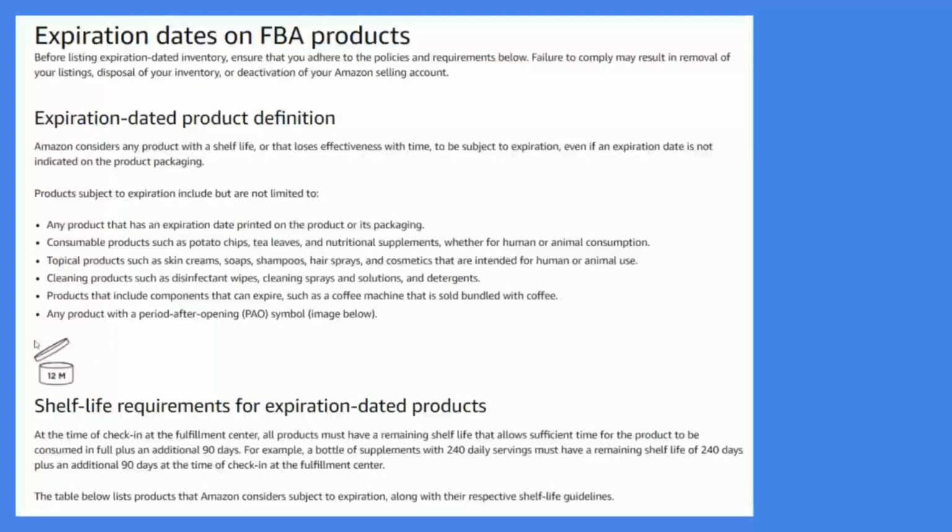This is a period after opening. We're going to talk about that a little bit later. We're going to go through quite a few things, including expiration date, best by date, and period after opening, and what to do if you can't find any of this. A lot of the things that you'll buy and sell on Amazon are pretty clear.